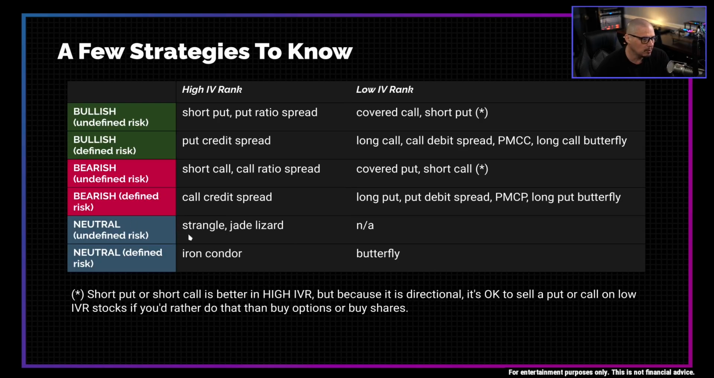Now, what about a neutral undefined risk play in something that has low IV rank? Well, I really can't think of anything, right? The thing with neutral trades is you want to put those on and benefit from a volatility crush, a volatility contraction. So I'm not trying to put on a strangle or a jade lizard in anything that has low IV rank. It just doesn't work. Because you're betting so heavily on that volatility contraction, you do not want to put these things on in something that has low IVR. So if I'm looking to sell strangles and stuff, if it's got low IVR, it's not a possibility.